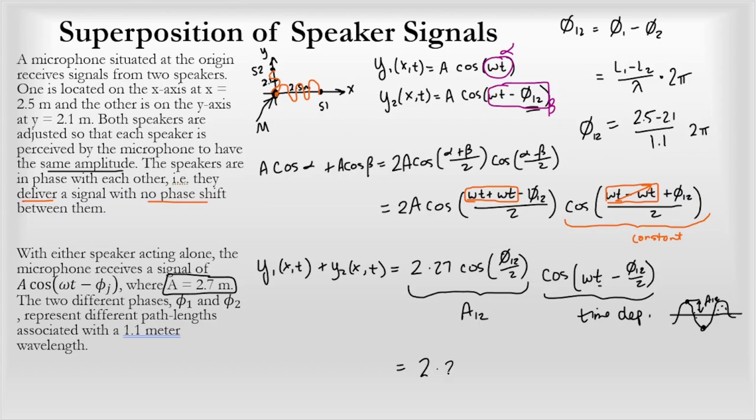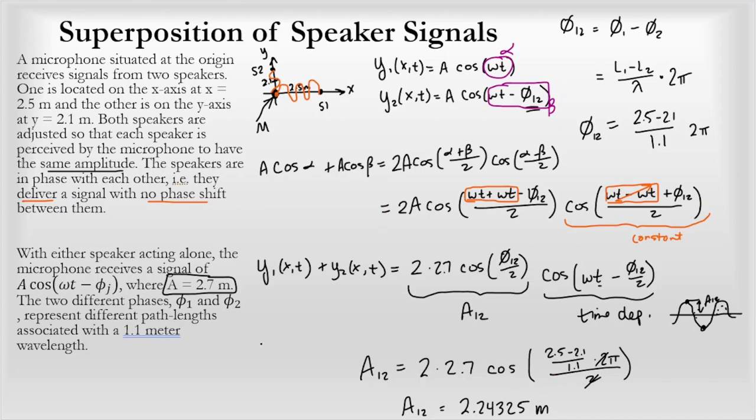So I would take 2 times 2.7, cosine of my angle divided by 2. So cosine of 2.5 minus 2.1 divided by 1.1 times 2 pi divided by 2. You can see that those cancel there. And so A12, that's the resultant amplitude of the two waves. When you multiply all this together, and make sure that your calculator is in radians, not degrees, you're going to get 2.24325 meters, and there's a meter on the end because this is a physical dimension, an amplitude.